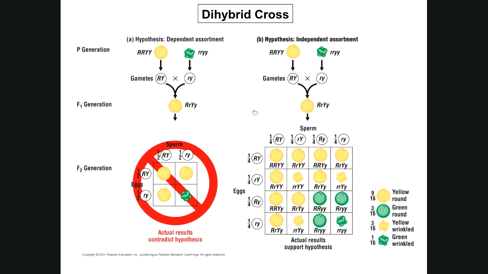But if I plug in seed shape instead of seed color, and I take a true breed for round seeds and cross-fertilize it with a true breed for wrinkled seeds, all the F1 plants are going to produce round seeds. So the pattern is the same, everybody.